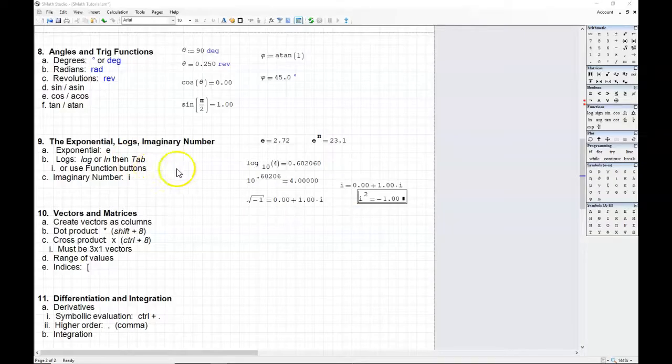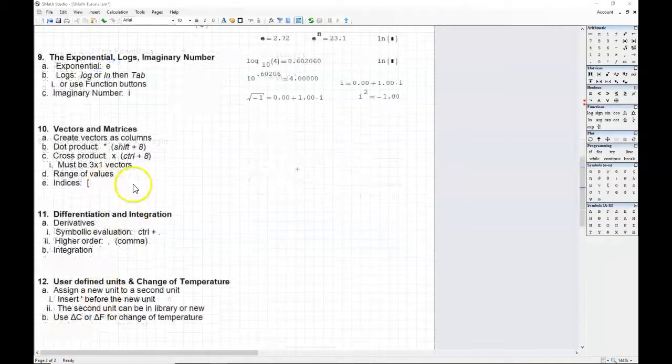We also have function buttons for the logs, the natural log. I didn't talk about the natural log. Oh, I didn't mean to press it there. Control Z will undo. So just by pressing the button, we can get our natural log, or we can type it out, ln, and then tab.